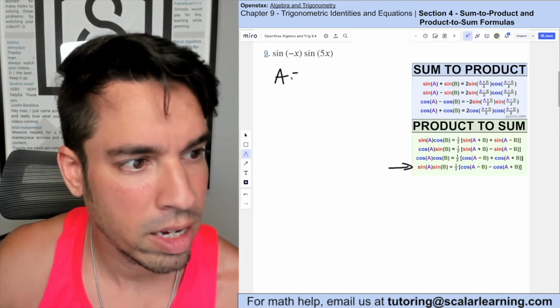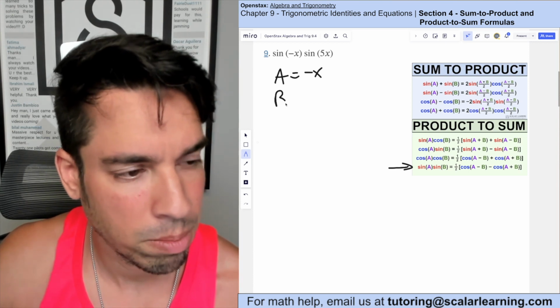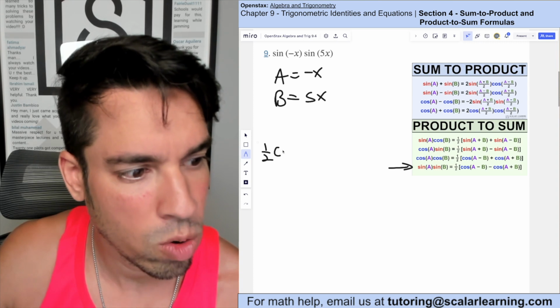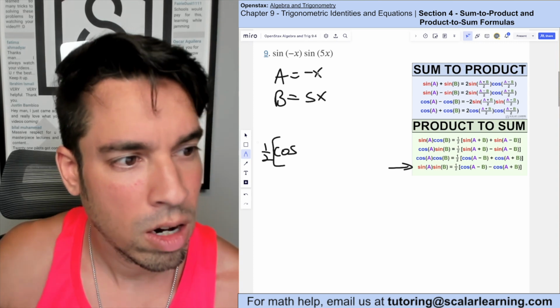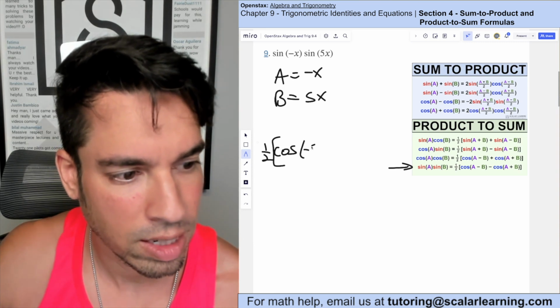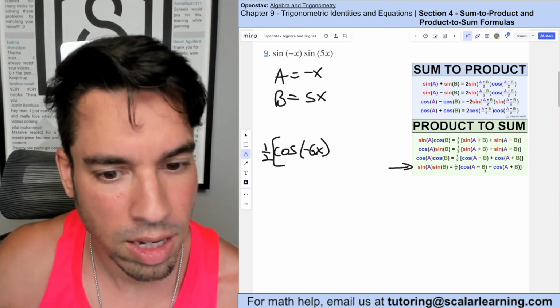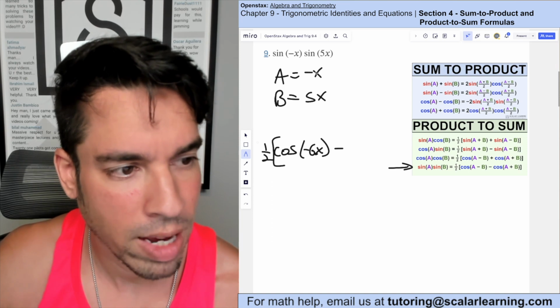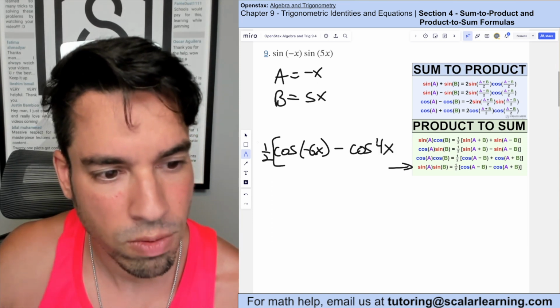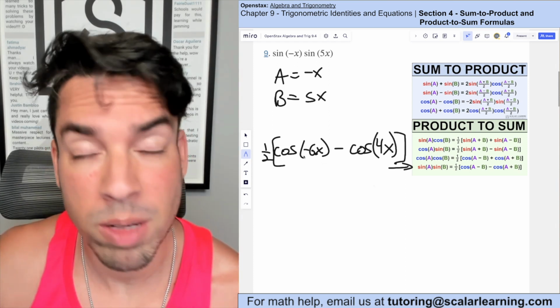I'm going to set A equal to negative x. I'm going to set B equal to 5x. All right, now let's write it out. We got 1/2 cosine, in parentheses, of A minus B, negative x minus 5x is negative 6x. And then it's minus cosine of A plus B, negative x plus 5x is 4x, so cosine of 4x. And at this point, this is pretty much good to go.